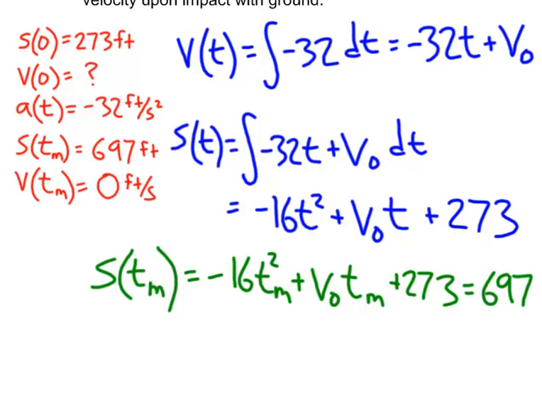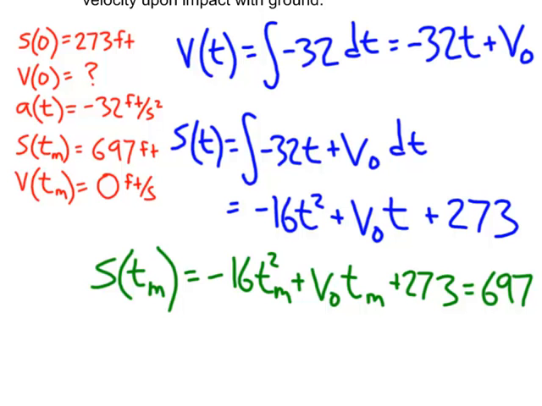Now notice that you cannot solve for either of those unknowns at this point. You've got a single equation right here in green with two unknowns, v sub 0 and t sub m. So you know that when you have two unknowns, you need two independent equations. And that's where this last initial condition is going to come in.